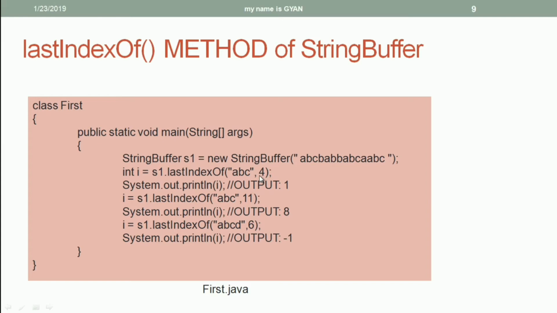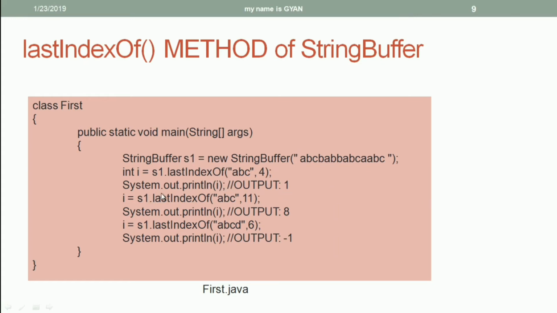So you need to start from the index number 4: 0, 1, 2, 3 and 4. Start from this index, go backward and find the first occurrence of the substring ABC. Go backward. Here at the index number 1, you found the substring ABC. So in this case we got the last occurrence of the substring ABC within this substring ABCB, at the index number 1. That's how the lastIndexOf method in this case returns the index number 1. When we print the integer variable I, it will print 1.